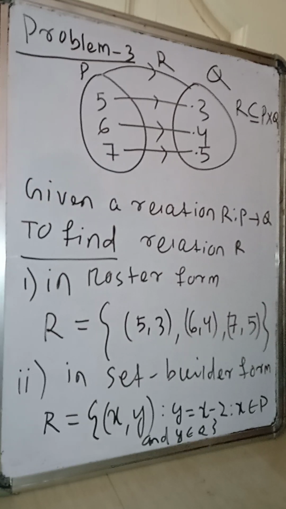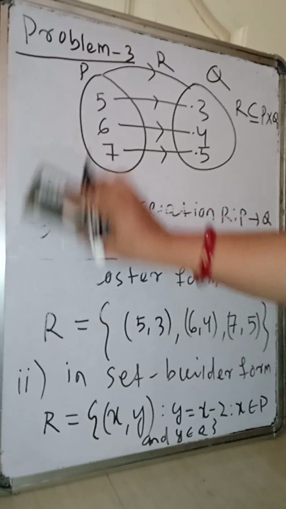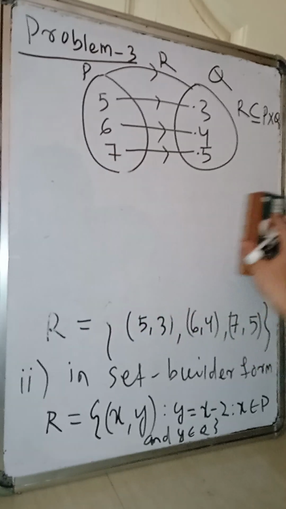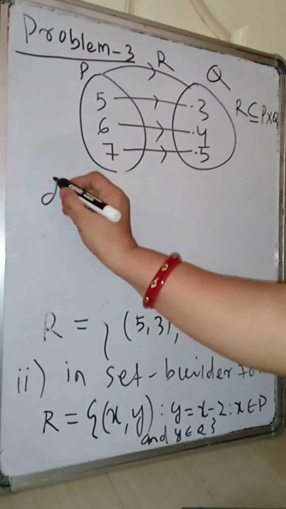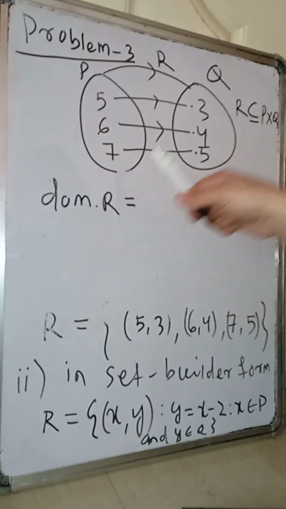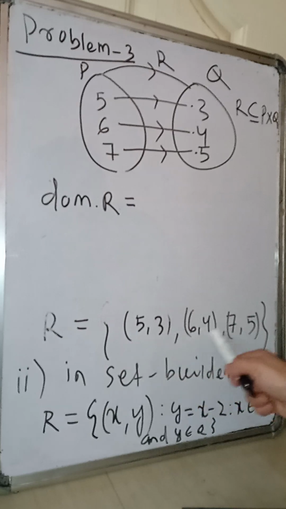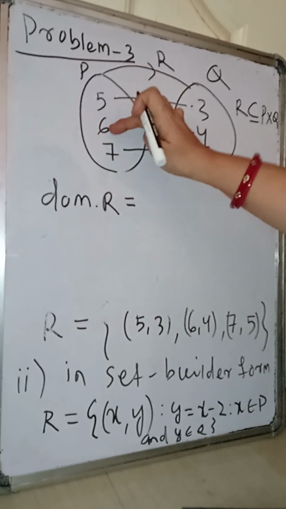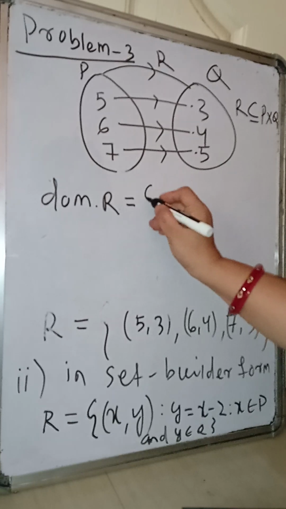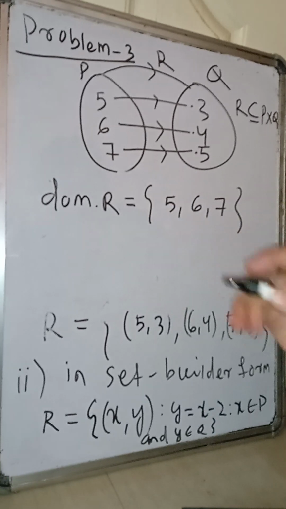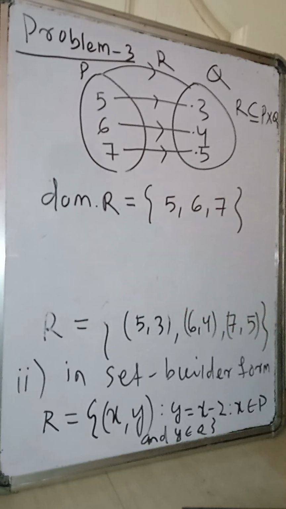Okay, then based on this relation, can you find the domain and codomain? What will be the domain of this relation? As you know previously, the domain of the relation is the collection of the first elements of each ordered pair, so that is the set of elements 5, 6, 7. So this is your domain of the relation.